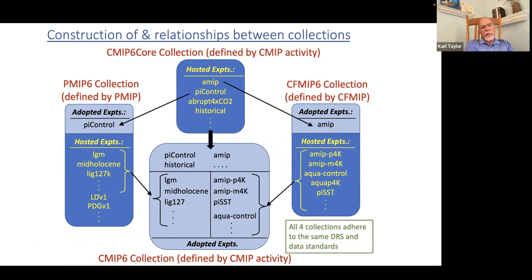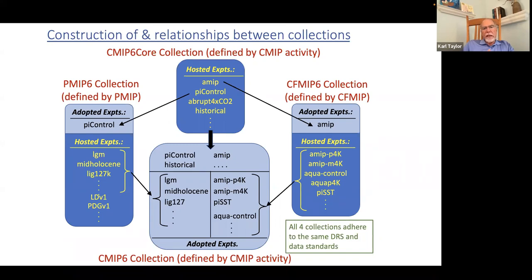We distinguish between a host collection, where a collection can host a set of its so-called hosted experiments. For example, PMIP is responsible for a certain set of experiments there on the left: the last glacial maximum experiment, the mid-Holocene, and so on. But PMIP also relies on one of the CMIP experiments itself, the PI control run. So that's what I would call an adopted experiment into a collection.